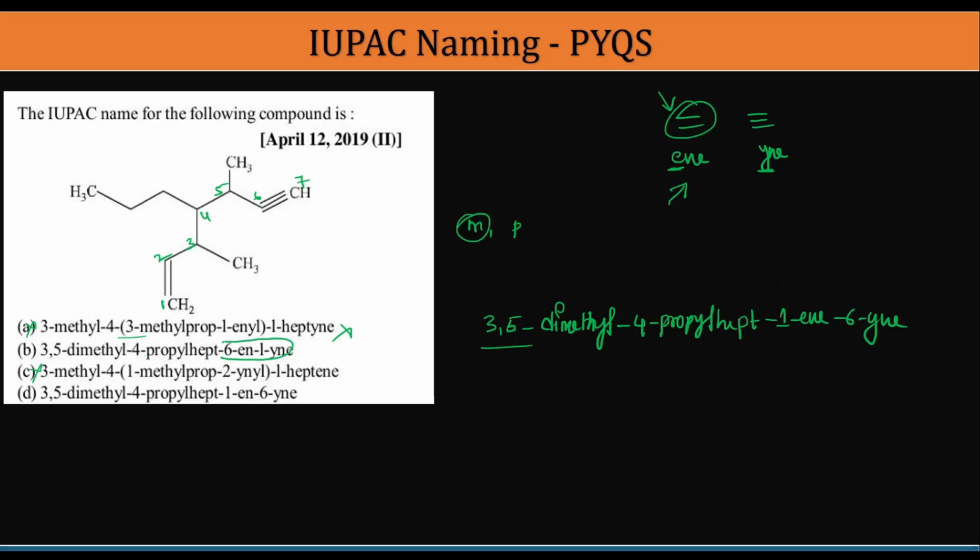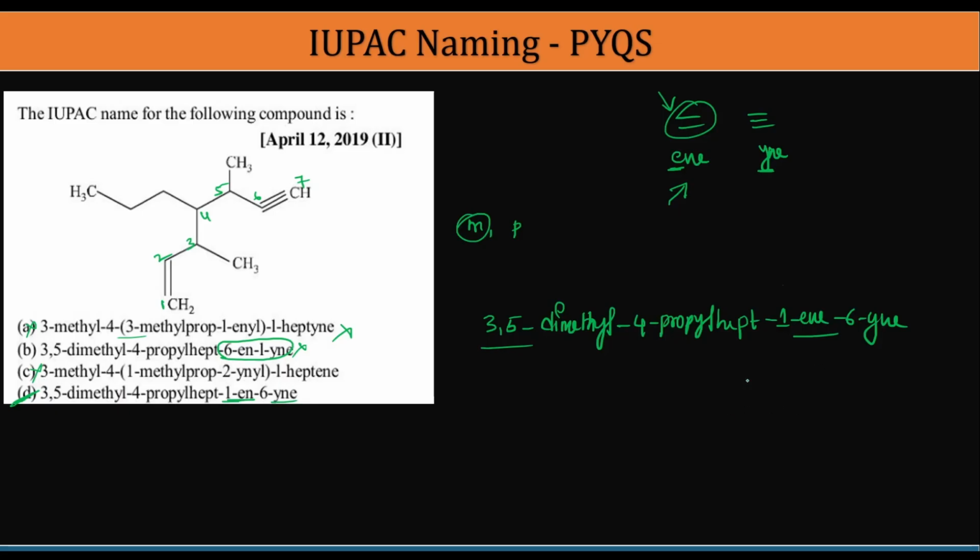So here is the thing. Here they have given first priority to the alkyne, which is wrong. We need to give priority to the alkene, then yne. So this is the correct option. Here they have given 3 comma 5 dimethyl, 4 propyl hept, 1 ene and 6 yne. So I hope it's clear for you.